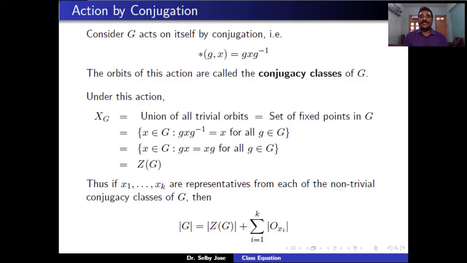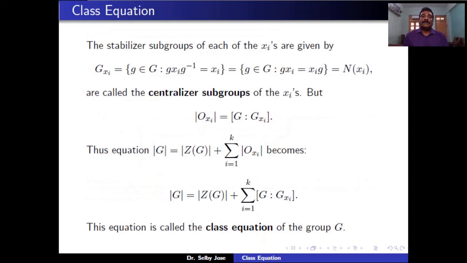Therefore, if x1, x2, etc., xk are the representatives for each non-trivial conjugacy class of G, then we can write the order of G is equal to the order of the center of G plus the sum of the cardinalities of Oxi, with Oxi greater than 1. We also define the stabilizer subgroup of each xi belonging to X. Here X is equal to G. So the stabilizer subgroup of xi is given by Gxi, which is the set of g in G such that gxig inverse is equal to xi. That means the set of all g in G which commute with xi. That set we denote as N of xi and is called the centralizer subgroup of xi.